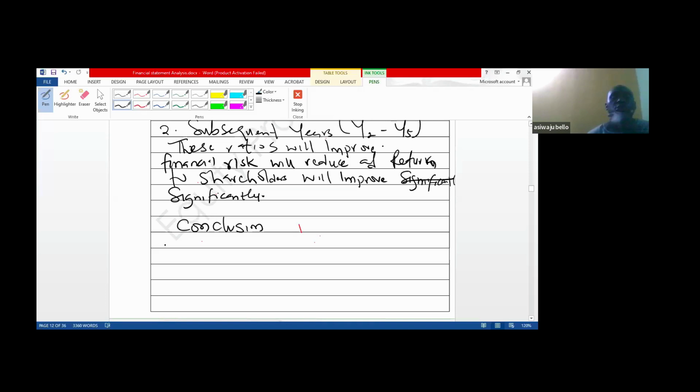So you can take your conclusion. Eyimba Limited can or should accept the loan on the terms indicated above.